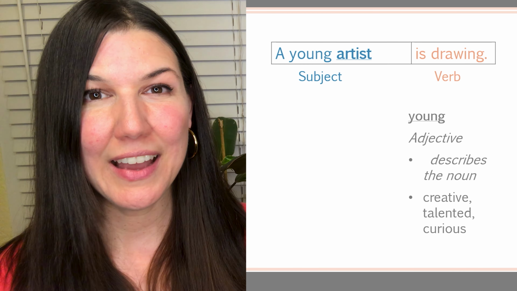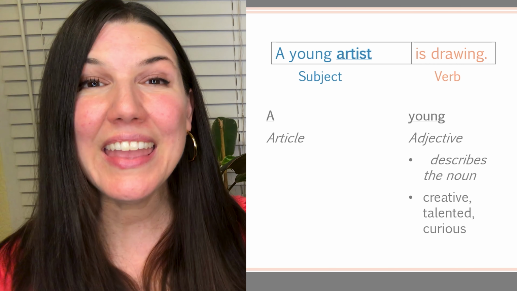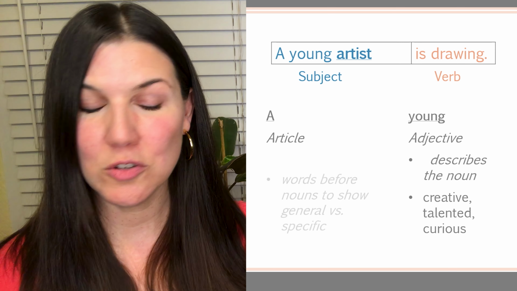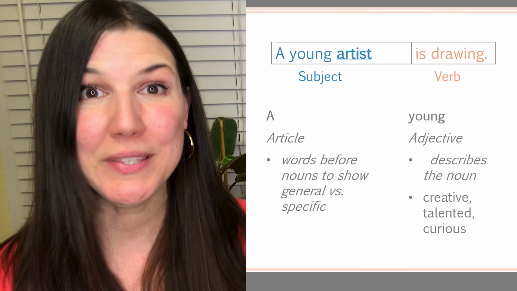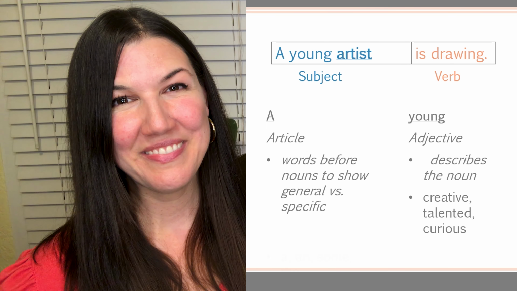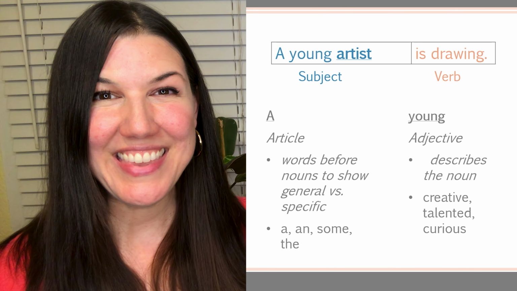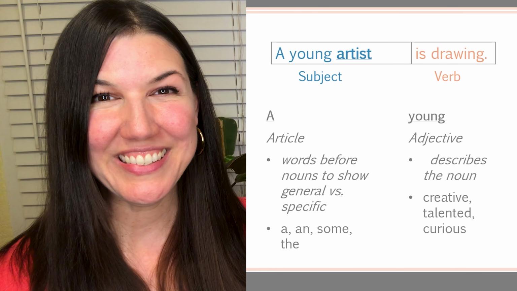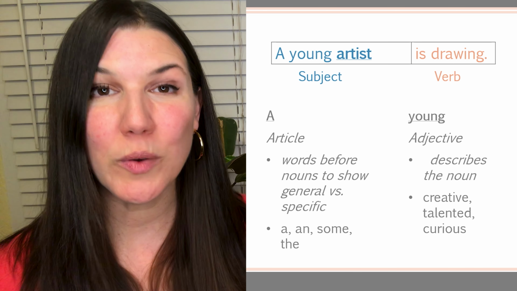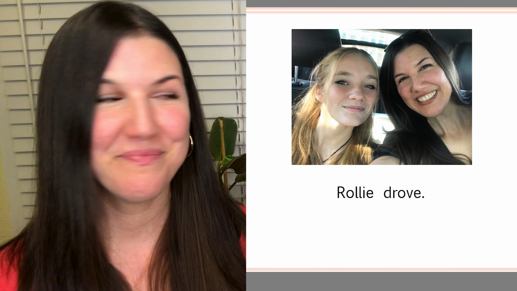And how about the word a? A is an article. Articles are small words that go with nouns to tell us if it's a general or a specific noun. Do you know any more articles in English? We also have an, some, and the. These are the most common articles in English. So now you know how to identify the subject and the verb, and this is going to help you with so much understanding of grammar and writing.